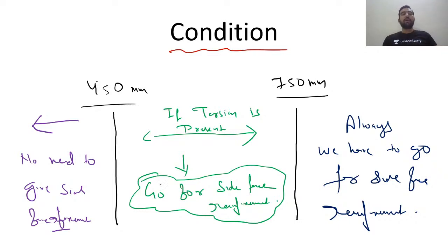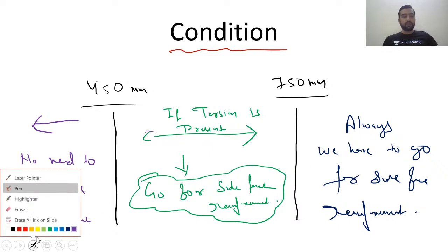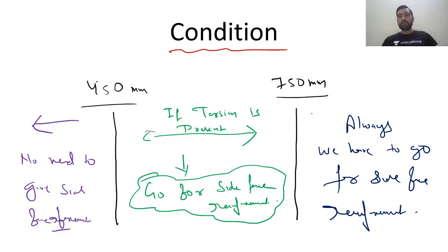Okay, but whenever the depth of the beam is intermediate, between 450 and 750 mm, at that particular point of time, we go for side face reinforcement only if your beam is subjected to torsion. But whenever the depth of the beam is greater than 750 mm, at that particular time, doesn't matter if torsion is there or not, we always have to go for side face reinforcement.